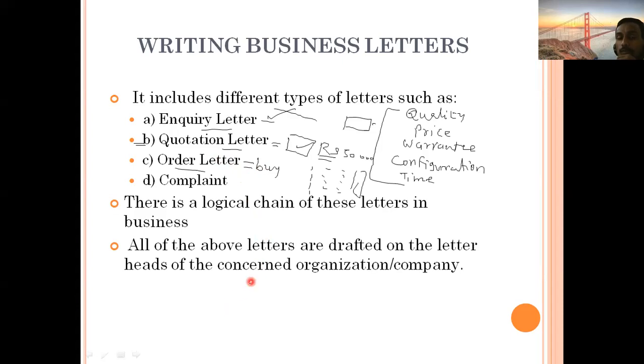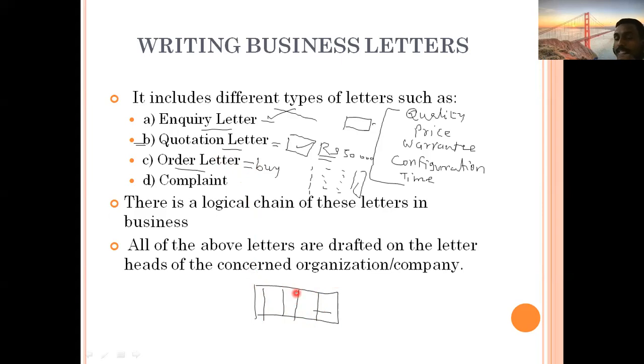When it comes to the order letter, you are again going to provide information in tabular form. It may consist of serial number, particulars, then maybe quantity, then price and total, something like this.